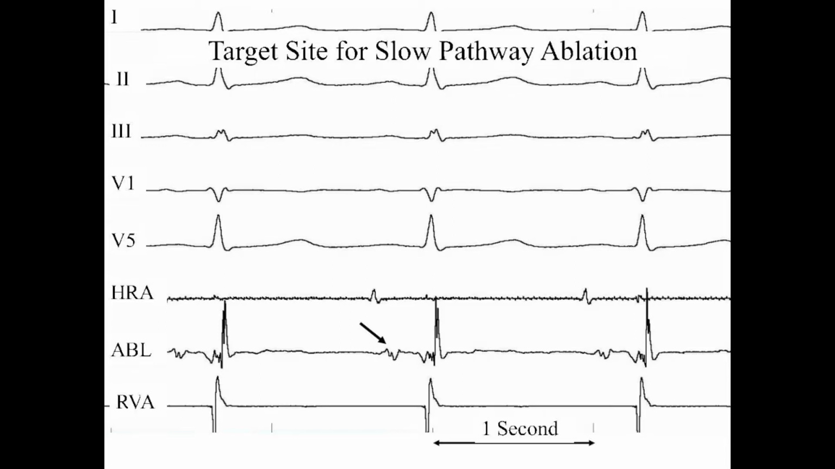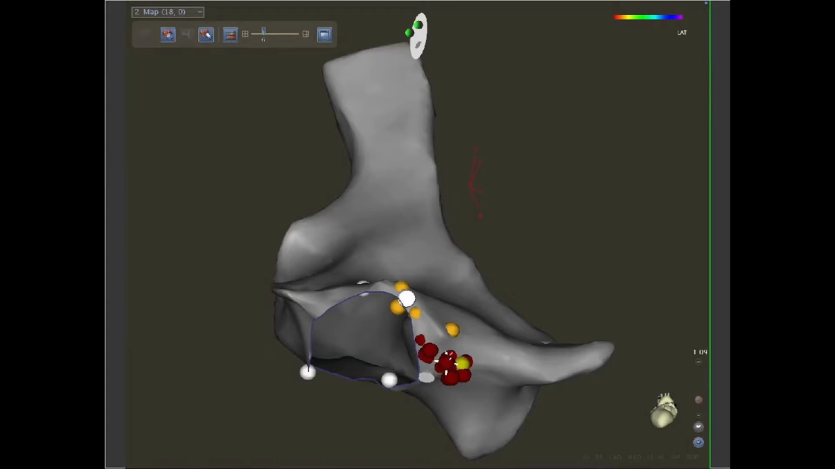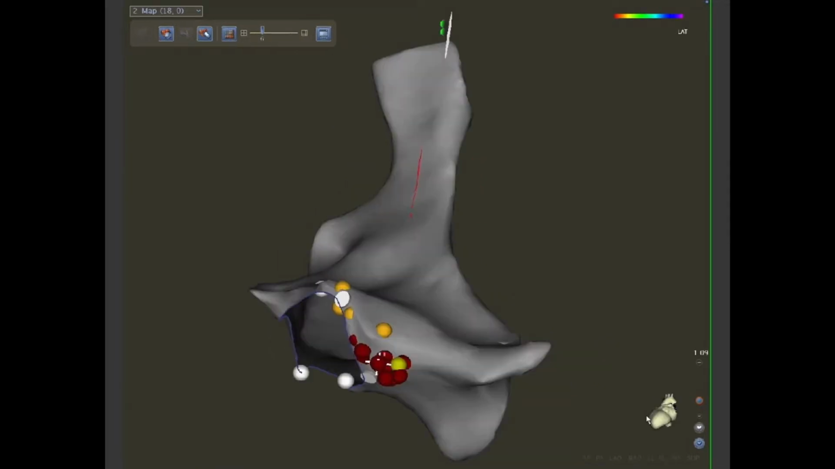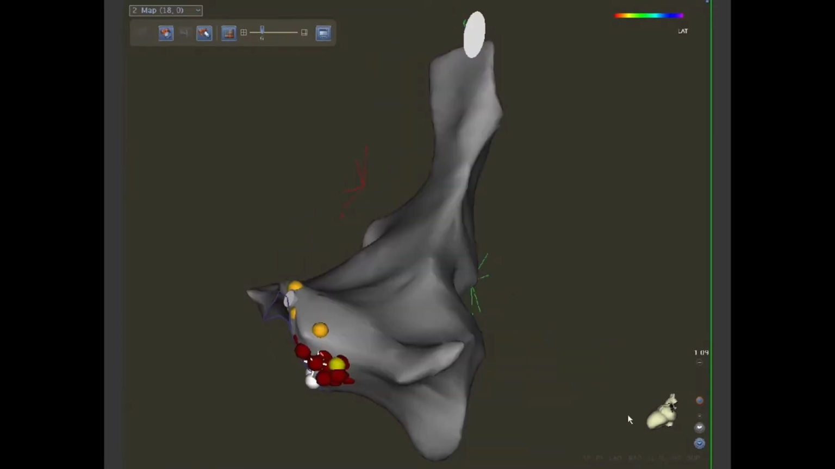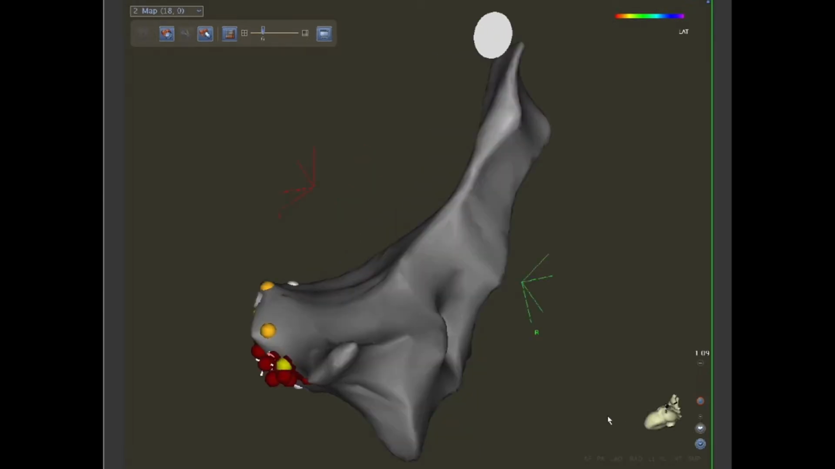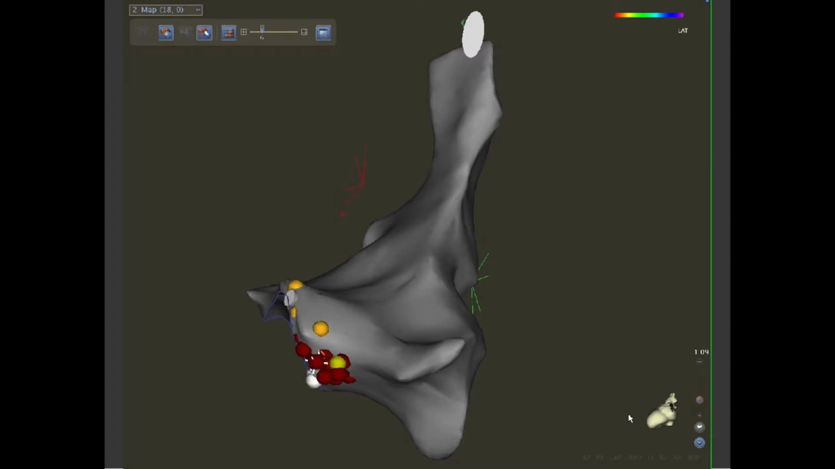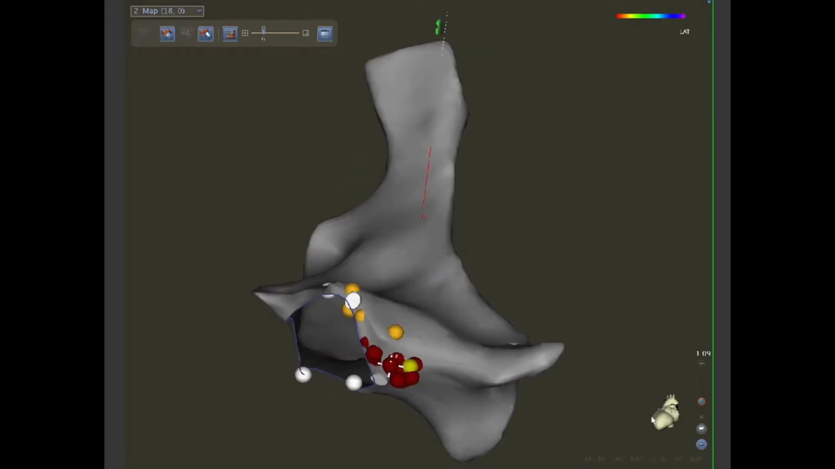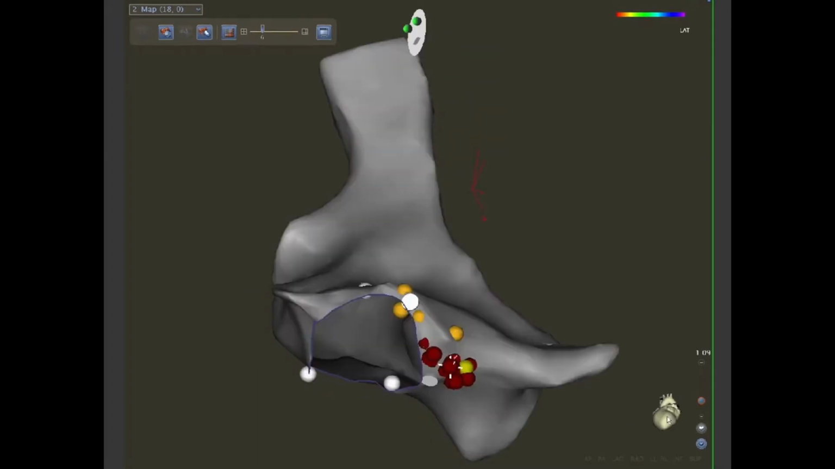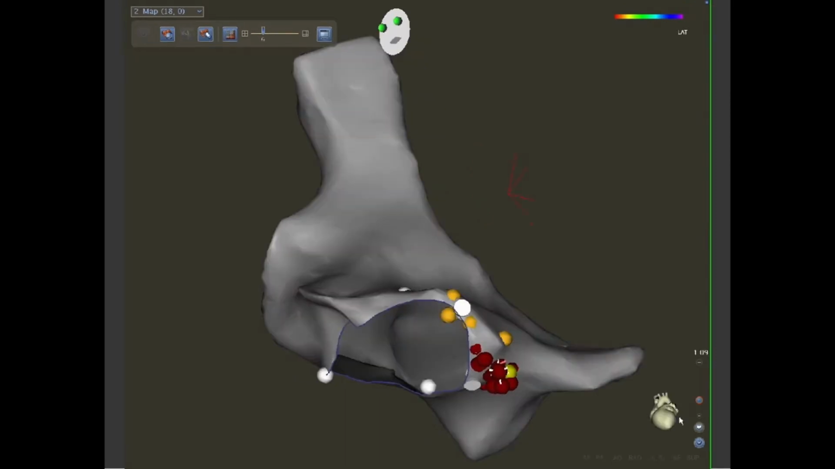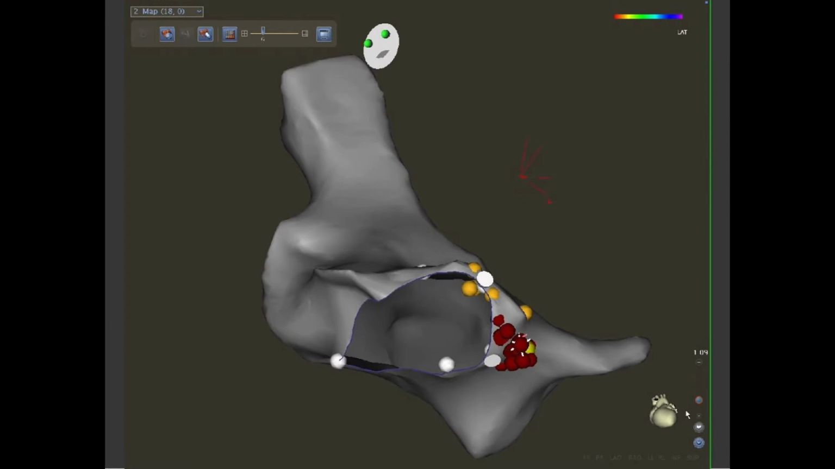And this movie didn't play earlier, but here's an example of a 3D map during a slow pathway ablation. We don't tend to spend that much time in most cases generating this degree of anatomy, but I will always map this area right here, and we tag the His locations with the gold color, and then the RF lesions that were delivered were in the red, with the successful lesion in the yellow.